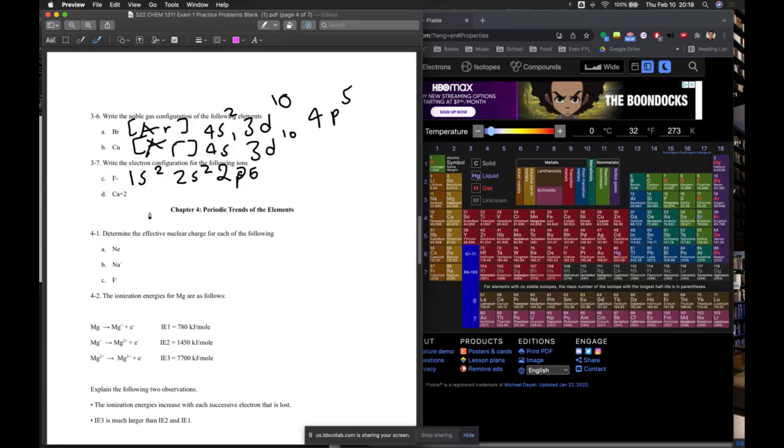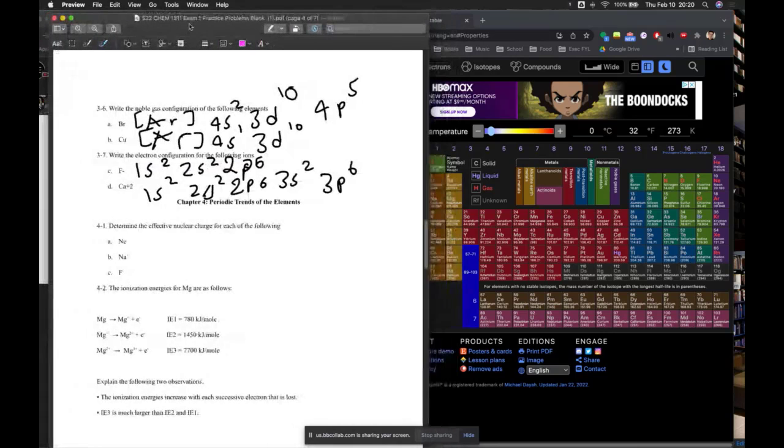Calcium 2 plus. It's going to be 1s2, 2s2, 2p6, 3s2, 3p6, and we would normally write 4s2 because it's in the 4s block, but we don't do that because we just take 2, so therefore we can just leave that as our answer.